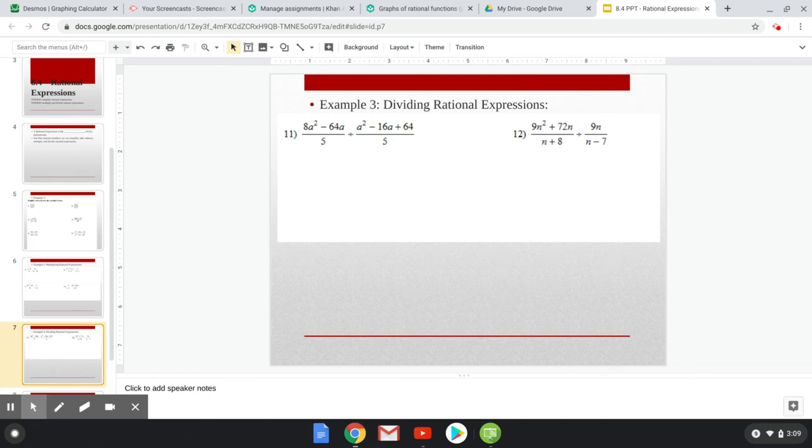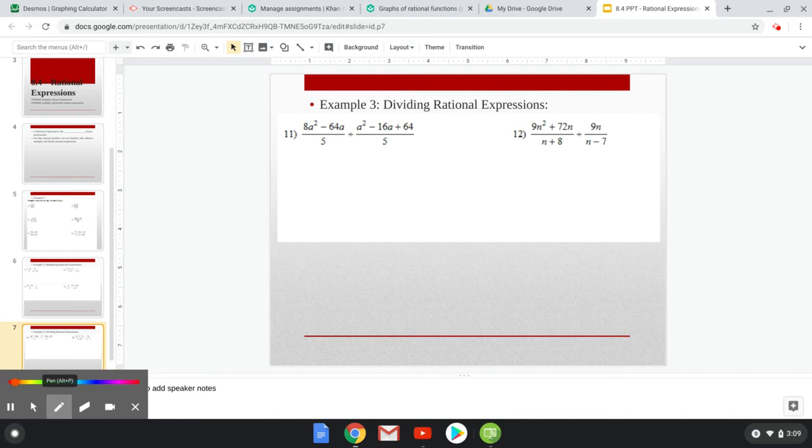Okay, here is part 3 of 8.4. This is the last part. We're talking about dividing rational expressions. So dividing rational expressions, again, is going to be a lot like dividing fractions.